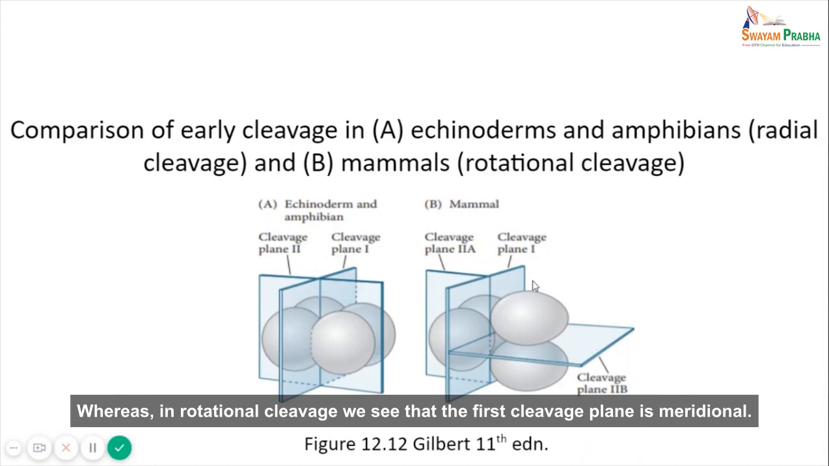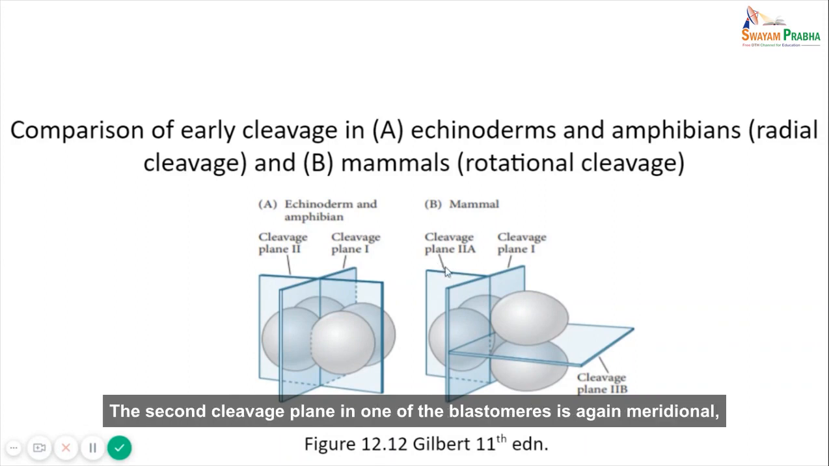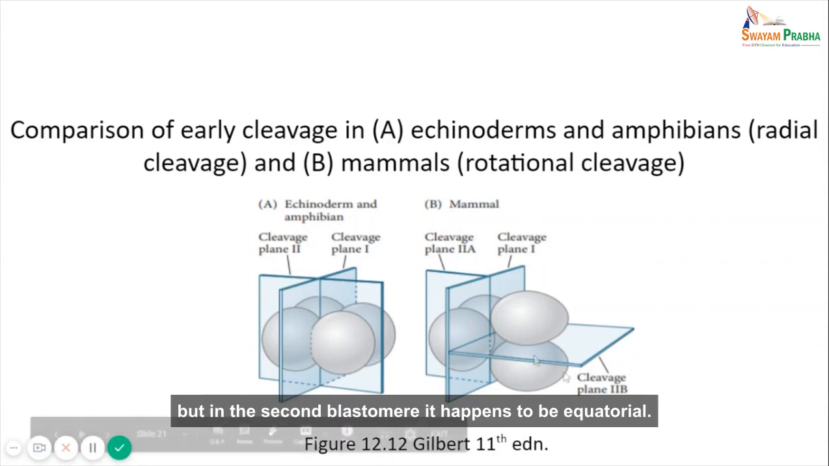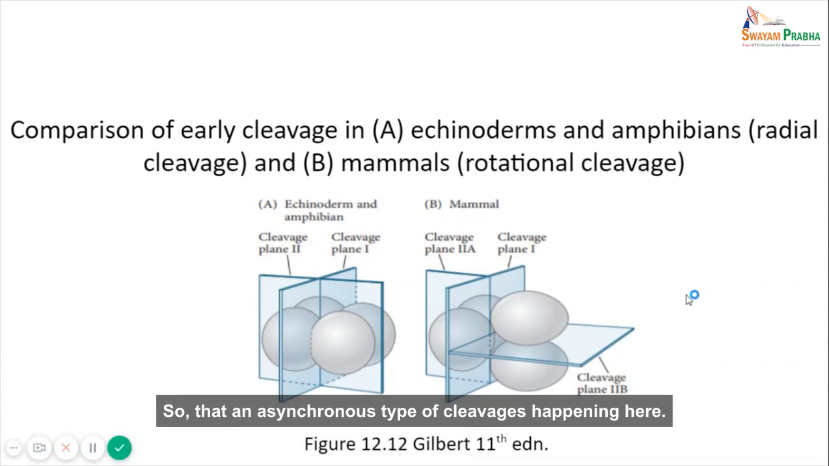Whereas in rotational cleavage, we see that the first cleavage plane is meridional. Now there is a difference in the second cleavage plane. The second cleavage plane in one of the blastomeres is again meridional, but in the second blastomere, it happens to be equatorial. So an asynchronous type of cleavage is happening here.